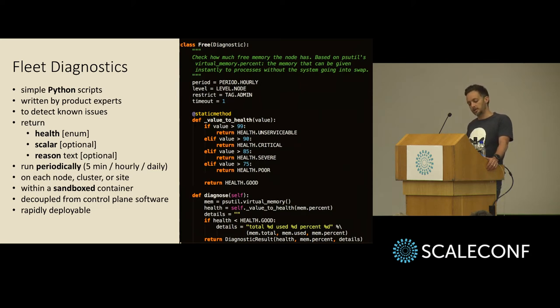And unlike metrics and logs, they return three things. One is a health determination. So the script has the intelligence built into it to determine whether it thinks the thing is healthy or not, and perhaps how badly screwed it is. The other thing is a scalar, which is optional. If you want to return a number value, you can, and then you can graph that later if you like. And the other thing, especially in cases where you're failing the health check, you can add reasons in there, which will give people clues about why this thing failed and what to do about it later.